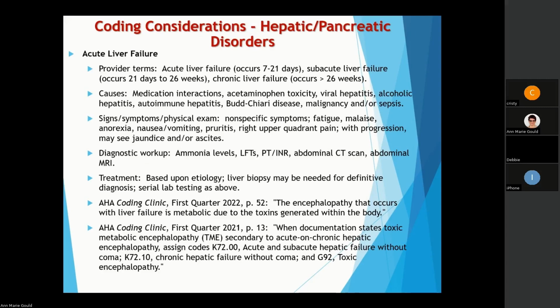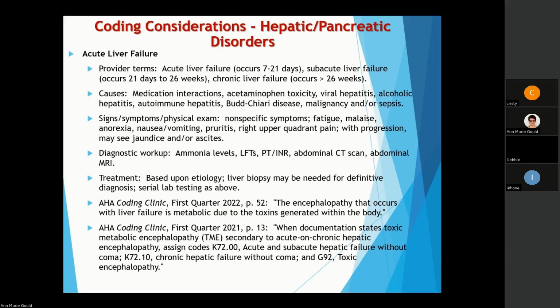Signs and symptoms and some of the physical exam findings are usually non-specific. Tired, fatigue, malaise, not eating. They're constantly nauseous and vomiting, or they have some pruritus going on. May have some right upper quadrant pain, may not. But with progression, they can develop jaundice and/or ascites.